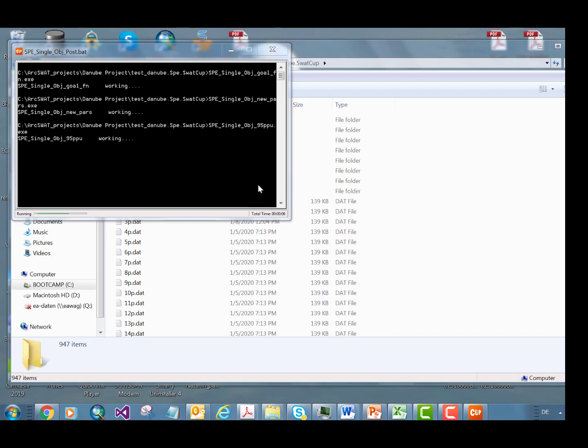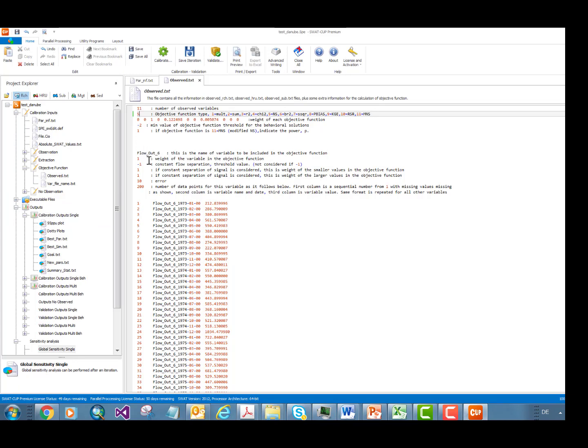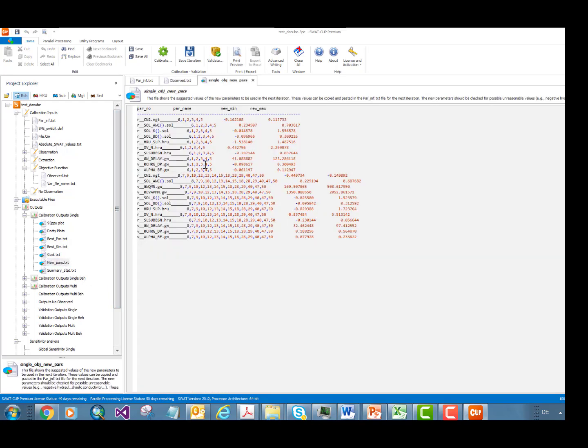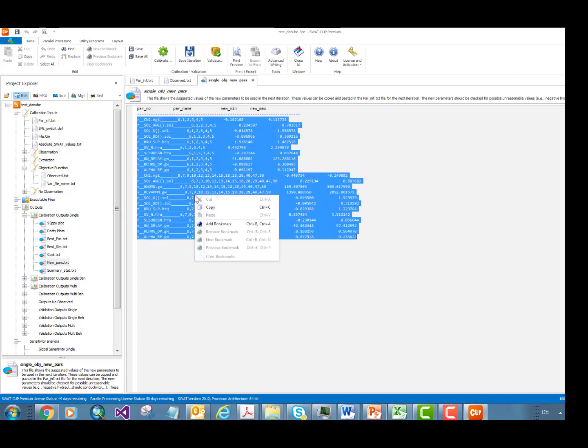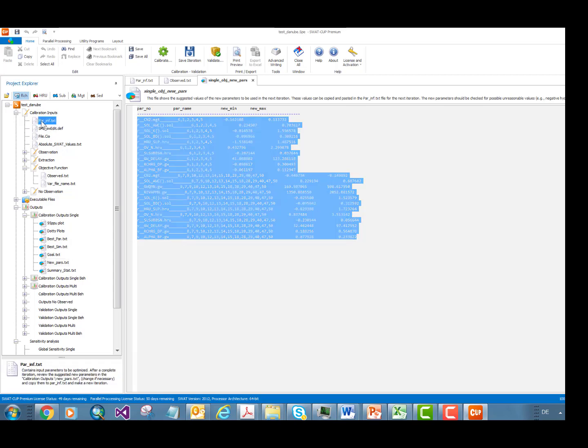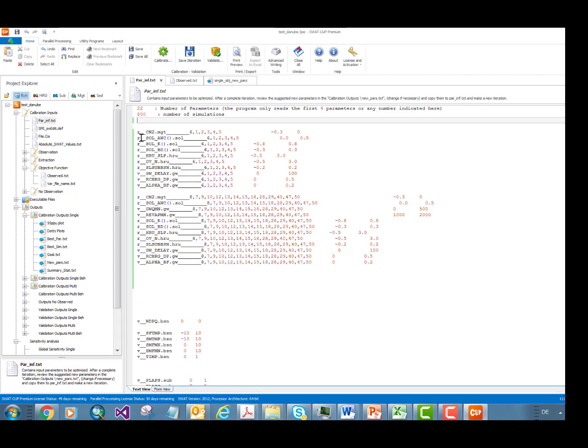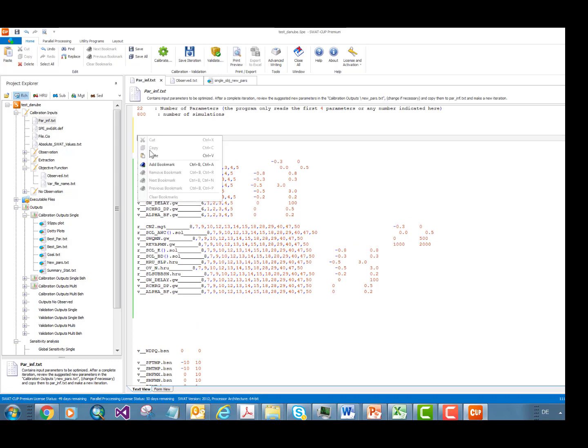I mean, each time I could have saved the iteration under iteration 1 Nash-Sutcliffe, iteration 1 BR squared, and so on. And now to do the second iteration, what I have to do is get the new parameters here. So these are the new parameters which have been sort of simulated. Parameter ranges have been simulated, and I can simply copy this here, copy and paste it in my parameter information file here.